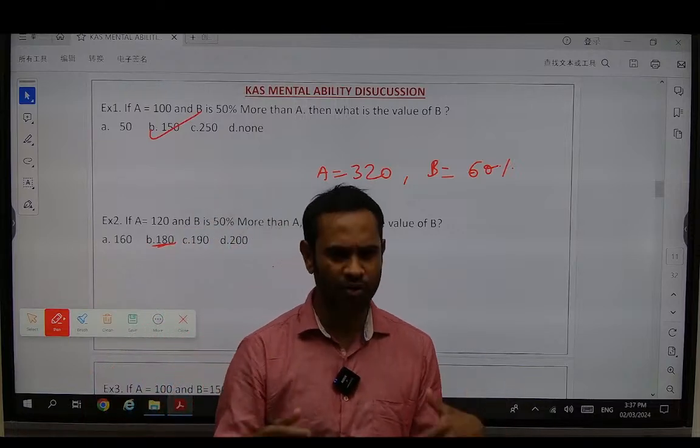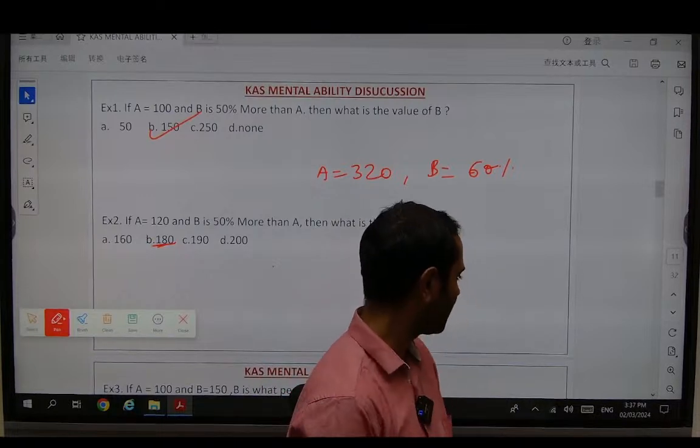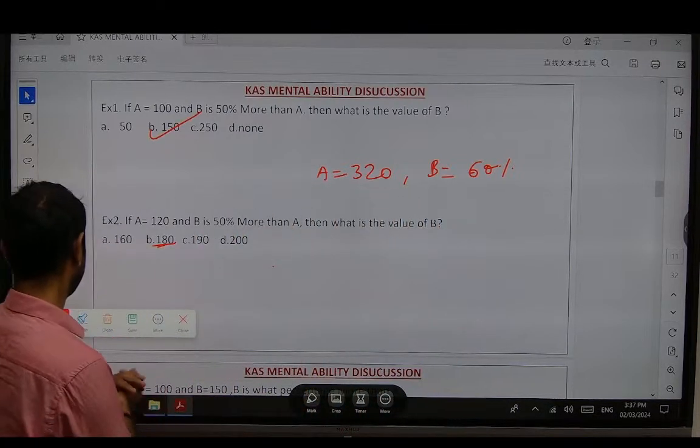So we have discount, we have increment, we have profit and loss, so a lot of things will come. So for that reason I am going to give you the ideas here.